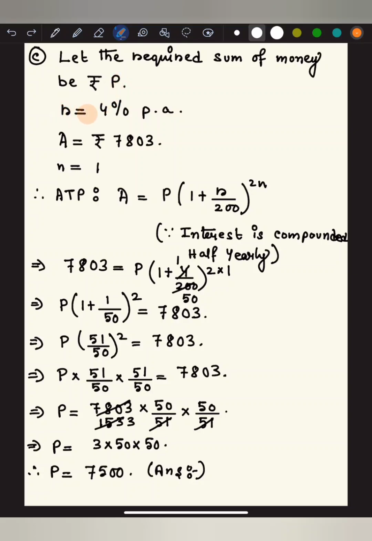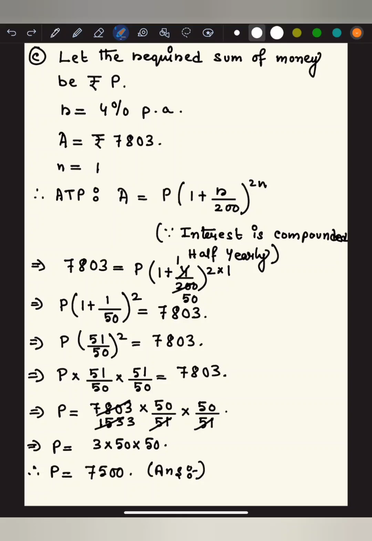The rate of interest is given as 4% per annum, and the amount is given as rupees 7803, and here n equals 1. But the main thing we need to know is that the interest is compounded half yearly. So when interest is compounded half yearly, the formula of amount becomes A equals P into (1 plus R by 200) whole to the power 2n. I have just put the values of these variables.